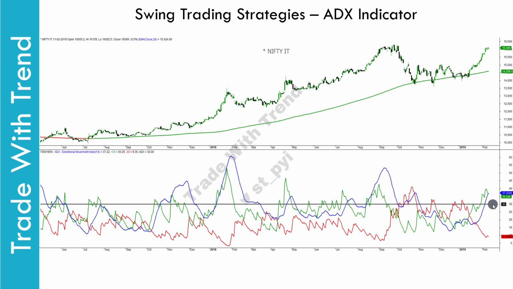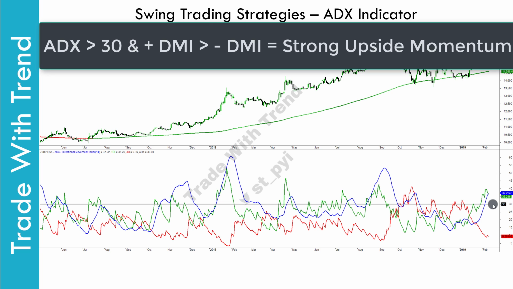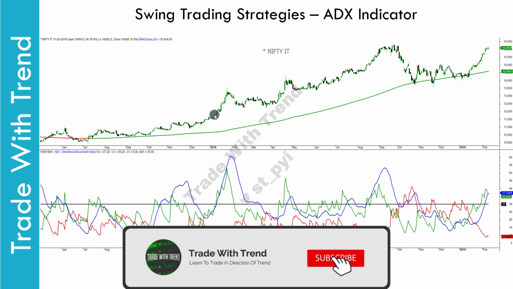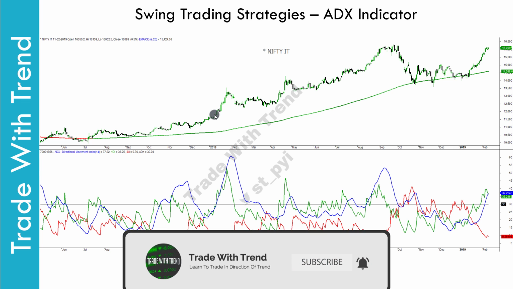So whenever ADX is greater than 30 and positive DMI is above the negative DMI, that suggests positive momentum in price. Now, if you look at this point where ADX is above 30 and positive DMI in green is clearly above the negative DMI, look how price trends upwards. So this is just one of the applications of ADX, and I'll be coming to the detailed aspects of ADX once we start covering this particular strategy.